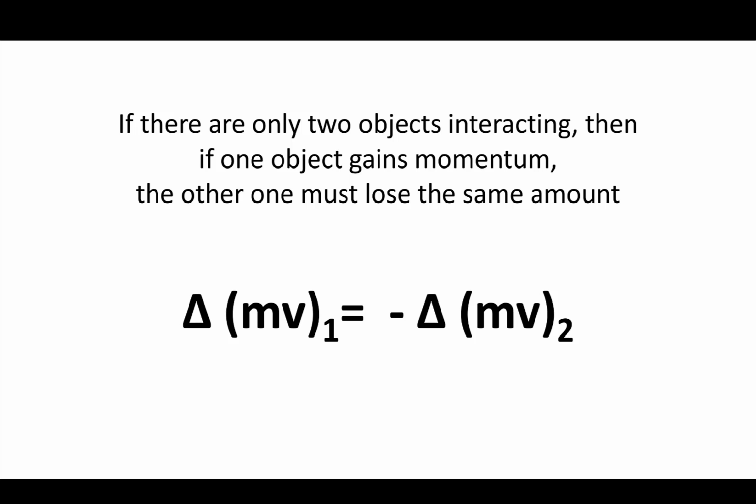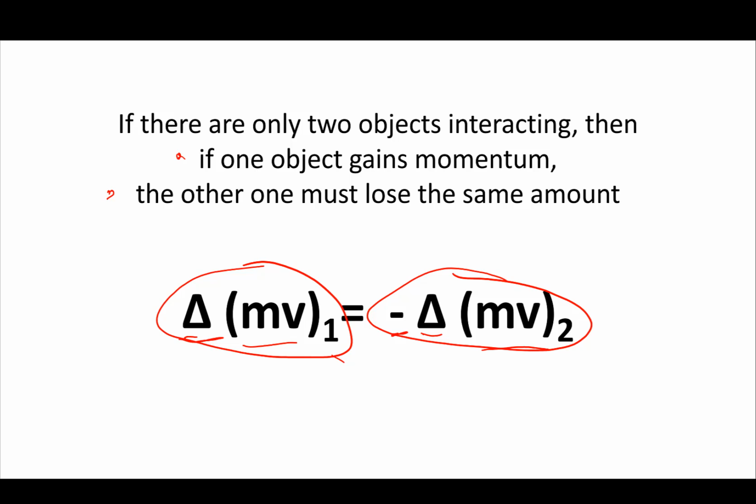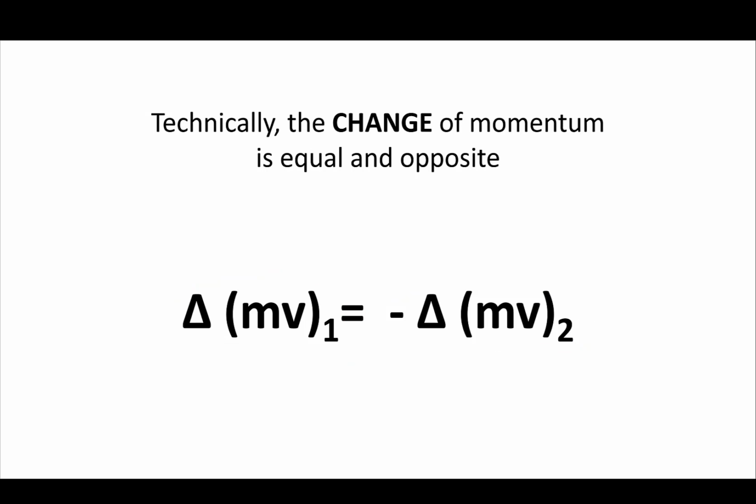Now, if there are only two objects interacting, then if one object gains momentum, the other one has to lose momentum. This is going to be the situation you're in an intro physics class mostly. This means that the change of momentum of the first object is going to be equal to the negative amount of the change of momentum of the other object. In other words, if this guy gains positive momentum, then this guy must lose momentum because it's conserved. Now, technically, the change of momentum is equal and opposite for two different objects. The change of momentum is equal and opposite.